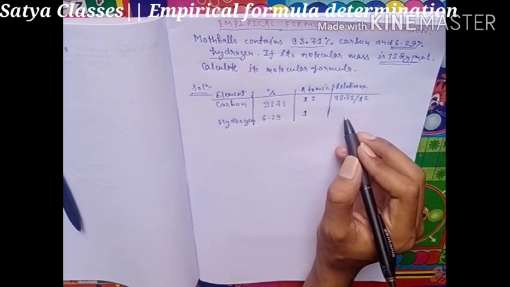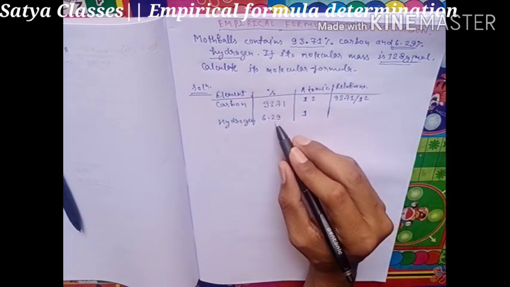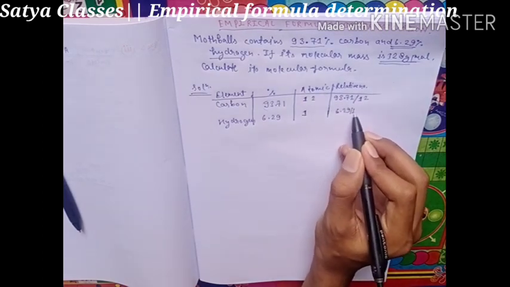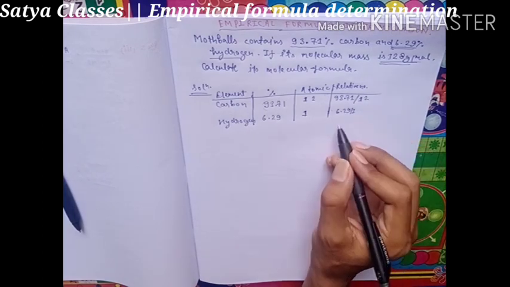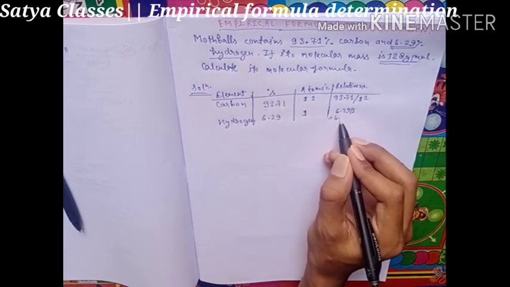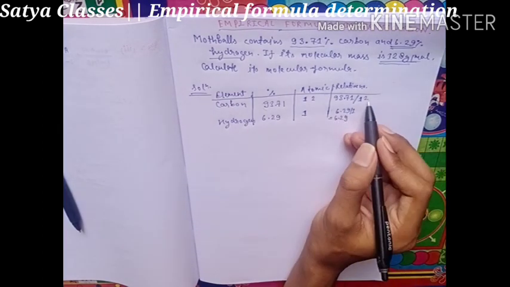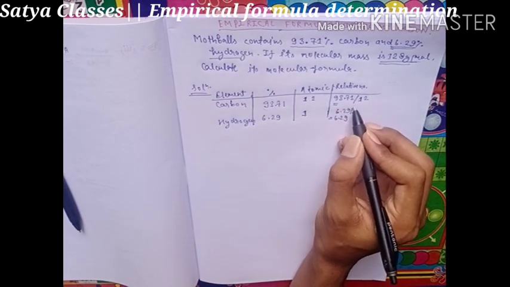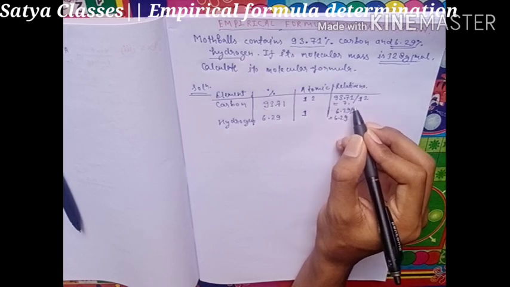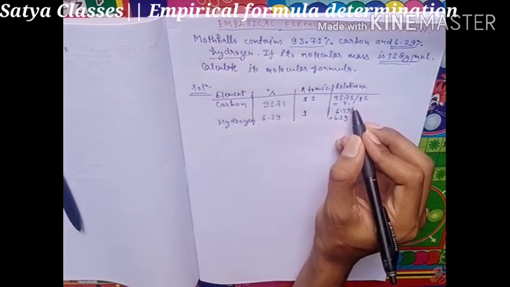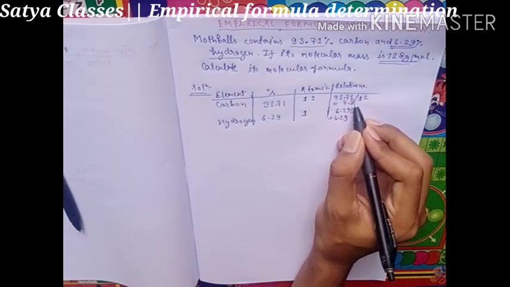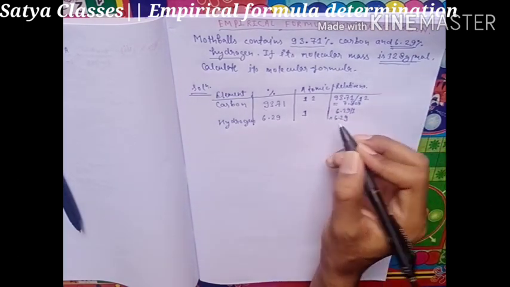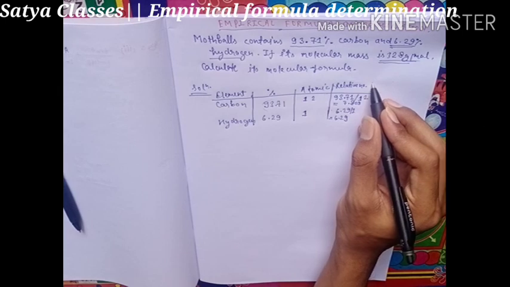For hydrogen it is 6.29, so when you divide 6.29 by 1, you will get the same result, 6.29. For carbon, on dividing 93.71 by 12, you will get nearly 7.809. You can calculate it, and thereafter you have the relative numbers.